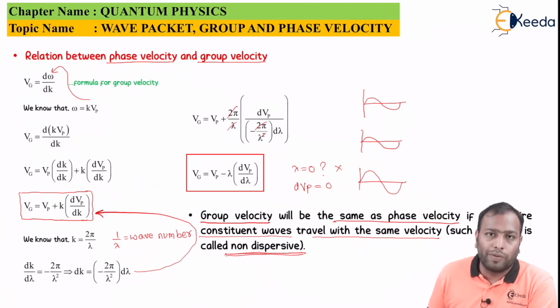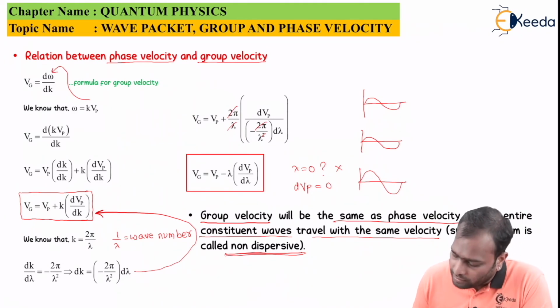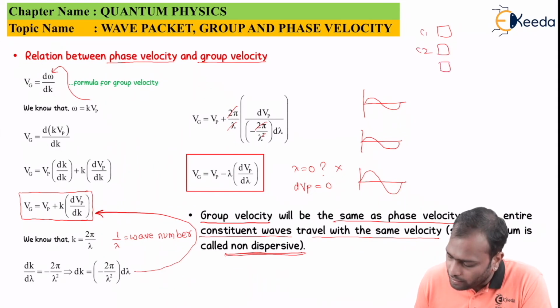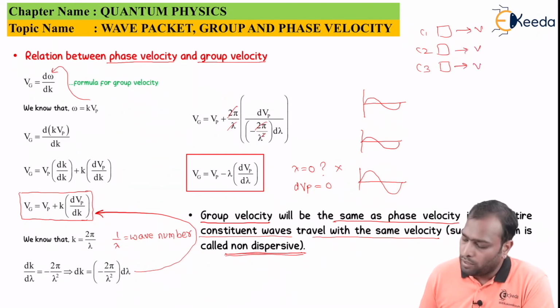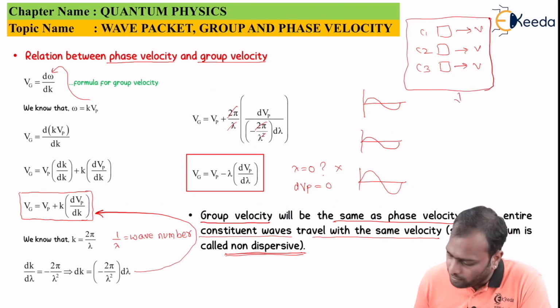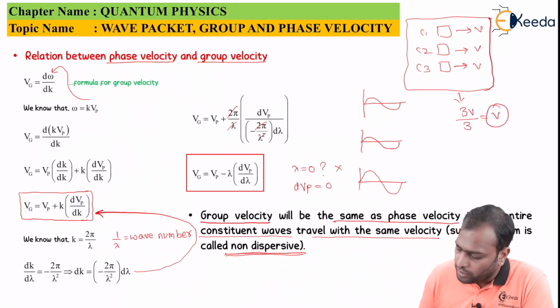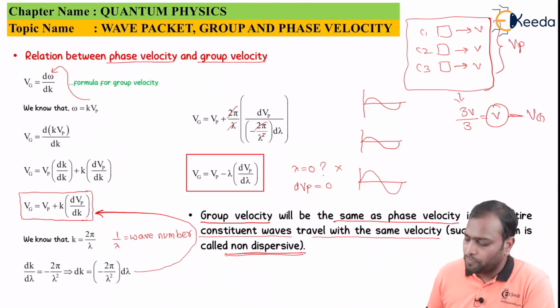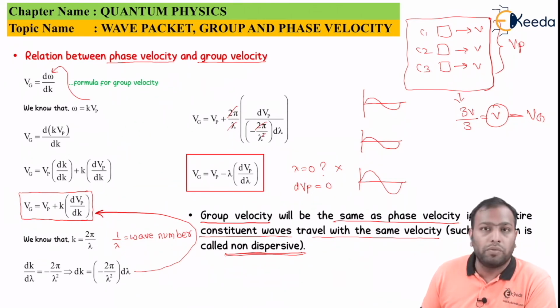Well, this example is very similar to this. Let's say suppose there are 3 racing cars, car 1, car 2 and car 3 on a racetrack. Now, if they are moving with the same velocity, let's say V, V and V, and we want to find out the group velocity of the 3 cars, it would be nothing but the average of the 3, which is 3V by 3 equals V. So here, this is the group velocity and these are the phase velocities. Group velocity is equal to the phase velocity only when the 3 cars are moving with the same velocity.